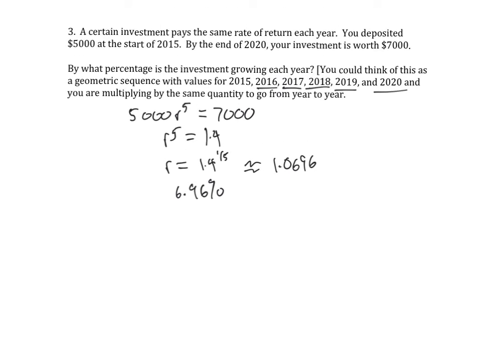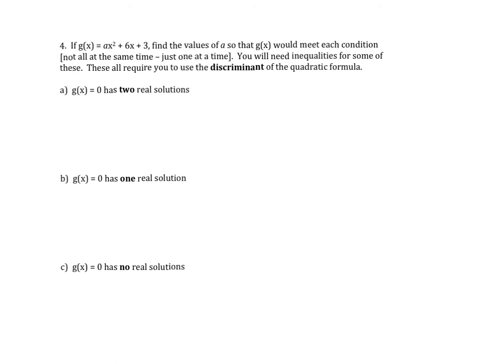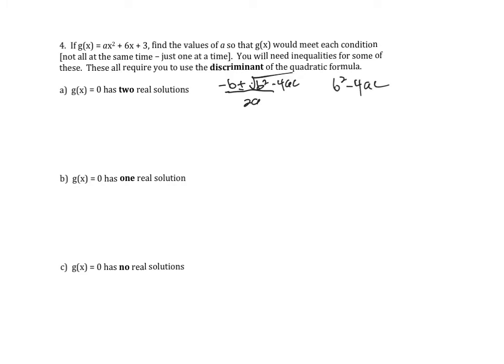Okay. Next page. In order for this thing to have two real solutions, our discriminant, which in our negative b plus or minus the square root of b squared minus 4ac over 2a, our discriminant is b squared minus 4ac. And the reason is that we need this thing to be positive in order for this to have two real solutions. This has to be 0 for this to have one real solution, and if this is negative, we have no real solutions.